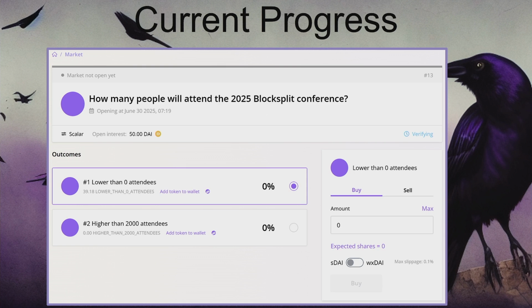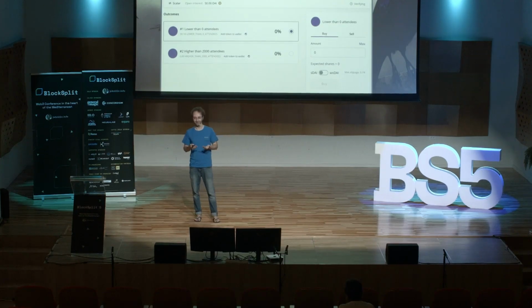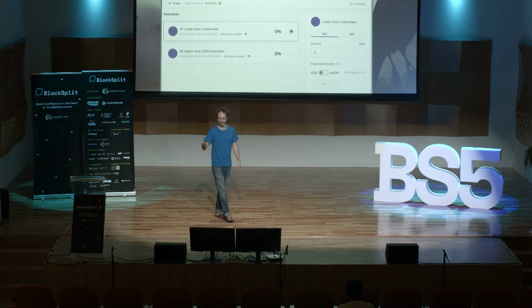Why mainnet? Because we are using so many underlying projects that we couldn't even find a testnet which has all of them. So we had to test on the mainnet.